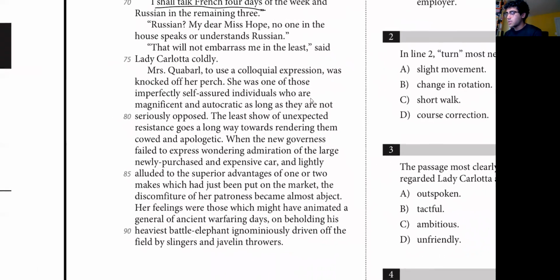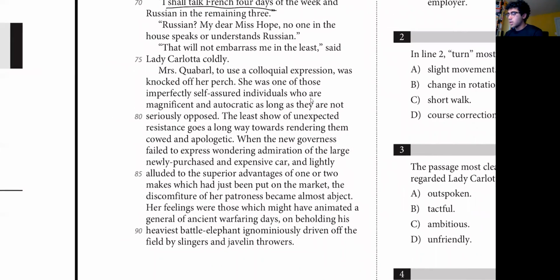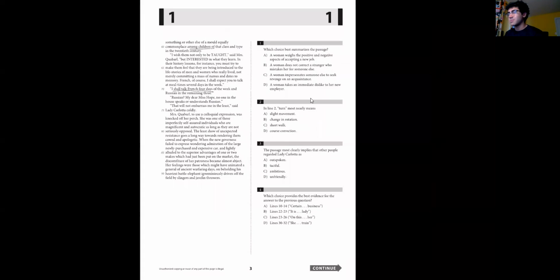All right, cool. So basically, this feeds into Lady Carlotta's outspokenness. When the new governess failed to express wondering admiration of the expensive car, and alluded to the superior advantages of one or two makes just put on the market, basically Lady Carlotta didn't say, hey, you have a nice car, to someone who actually did have a nice car, and said these two models were greater and newer than the car recently purchased by Mrs. Corbel's family. Obviously that was very outspoken and not something you should do.